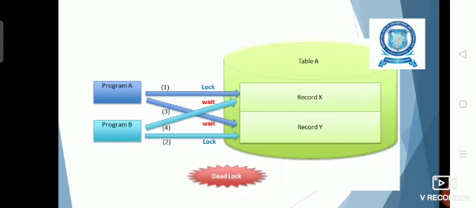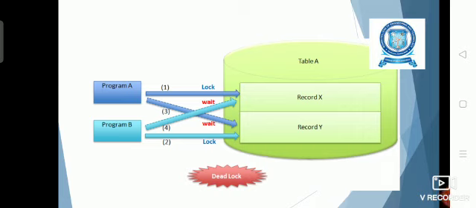Also, we can understand the deadlock situation with another example. Two programs are executing, program A and program B. In the database there are two records, record X and record Y. Program A has locked the data record X, but to complete its execution it is in need of record Y, but record Y is locked by another program B. So after its completion only it can unlock record Y.